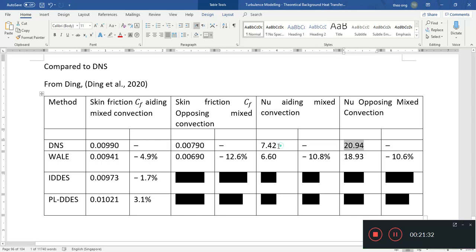You compare the DNS data for aiding and opposing mixed convection. A wall model here will tell you this is about a 10% difference for both of them, so roughly there, but not quite there. There are models that actually do better, but this is what LES can do for you, even if, let's say, you use the wrong mesh size. So I'll just block these two out.